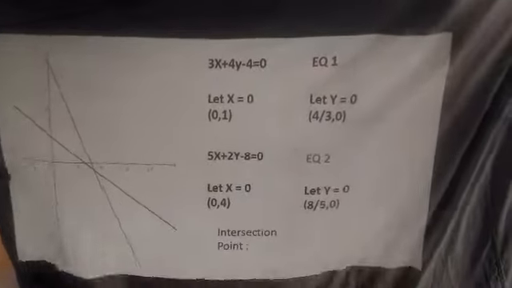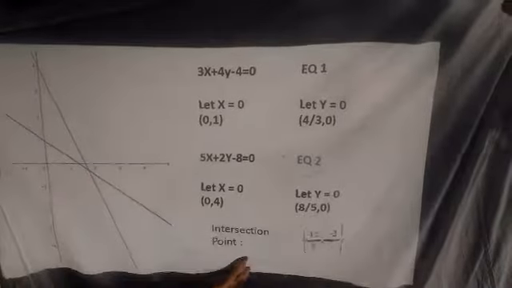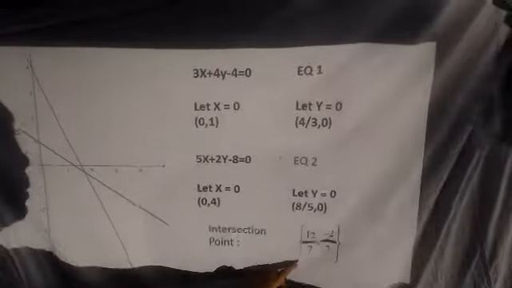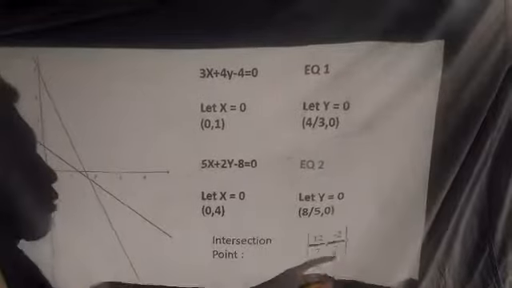So the intersection point is, you have x, 12 over 7, and negative 2 over 7 your y. So that's all. Thank you.